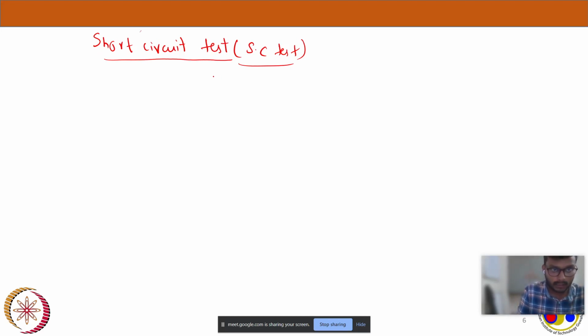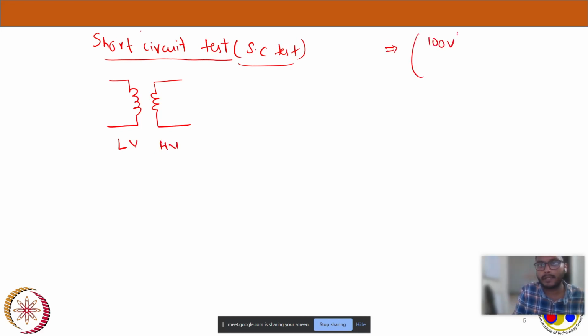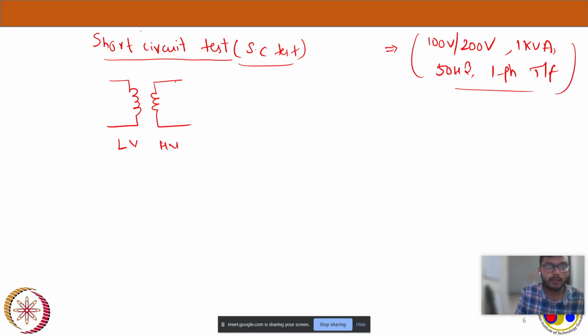So let me just draw the transformer first. This is the LV side and this is the HV side. Again my example transformer is 200 volts, 1 kVA, 50 hertz, single phase transformer. Yeah. So on the HV side I am placing a voltmeter. Here comes my wattmeter.